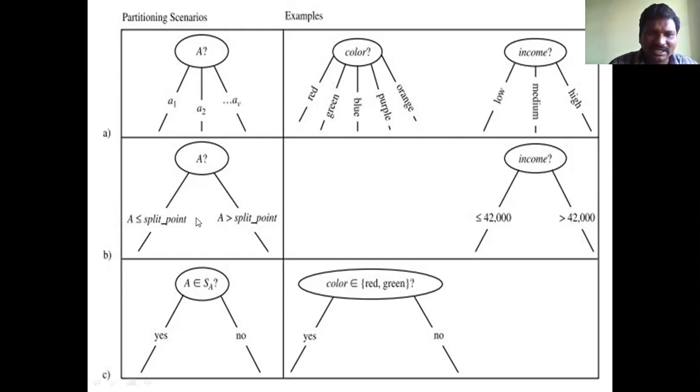For example, A is continuous data. Continuous data means you will have a splitting point here. For example, A less than or equal to the split point, and A greater than the split point. For example, income less than or equal to 42,000: I am taking that as one category, and income greater than 42,000 as another category.